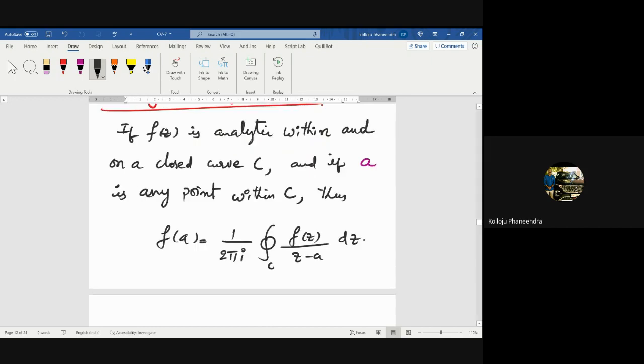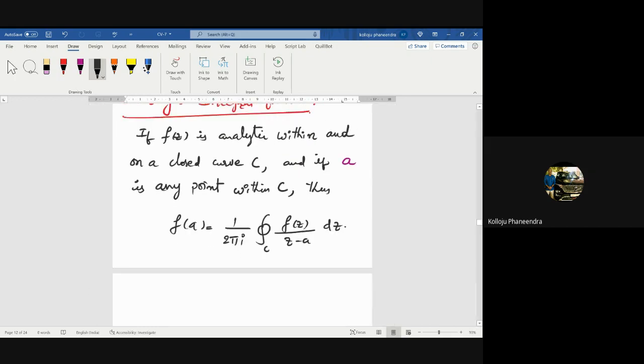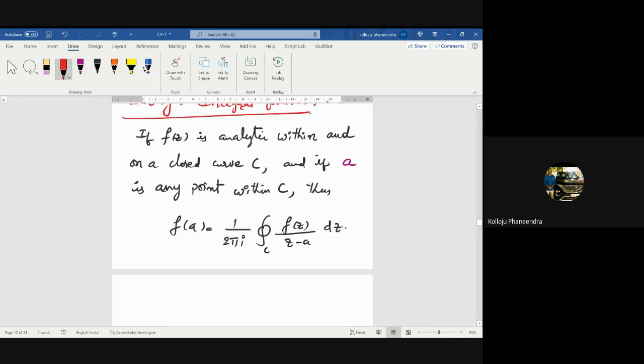Please understand this statement first. First, what are the points? F of z is analytic everywhere within and on a closed curve C. So I'm taking one closed curve C. Only f of z, remember, only f of z. And a is any interior point, any point within C. All of you observe this.